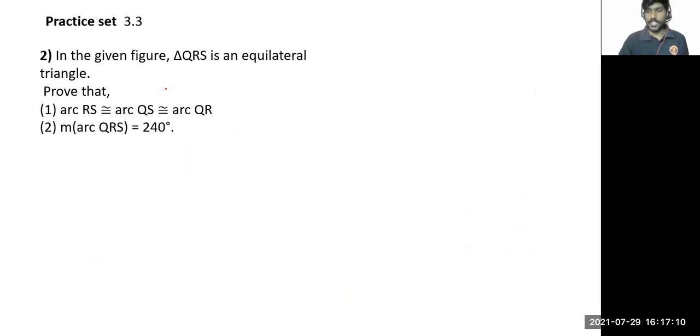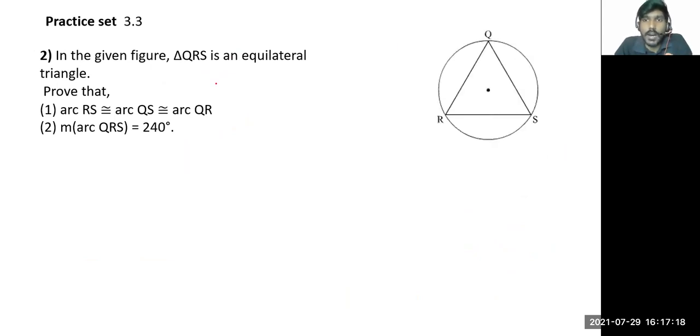So let's do the second one. The second sum is also easy. In the given figure, triangle QRS is an equilateral triangle. I hope you remember what an equilateral triangle is: all sides are equal and all angles are 60 degrees.